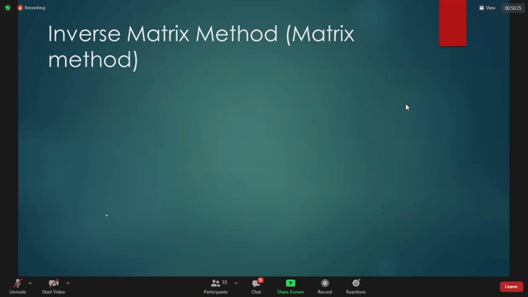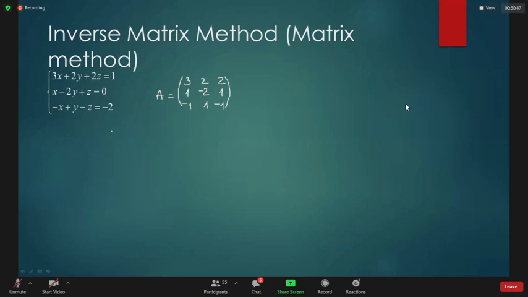And so let's have an example. If we have a system like this, for instance, the system matrix then would be 3, 2, 2, reading the coefficients, 1, minus 2, 1, and minus 1, 1, minus 1. Now to get the system determinant, we would need to find the inverse matrix. Right at this moment, I want to save us a little bit of time.